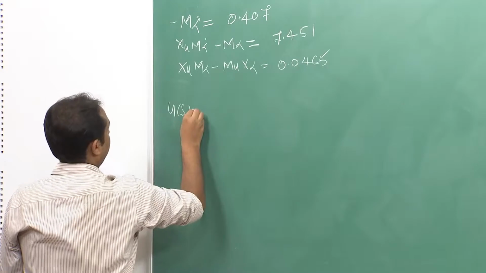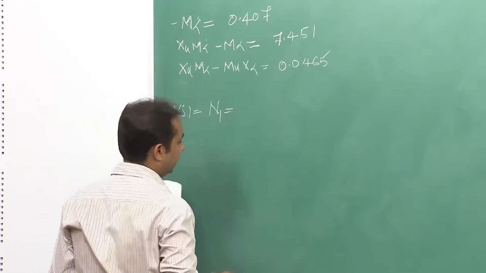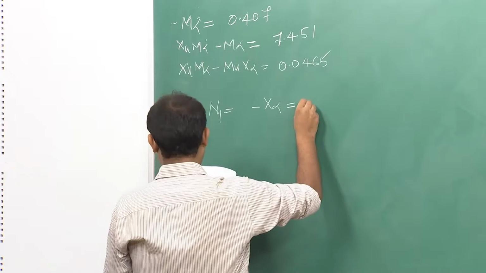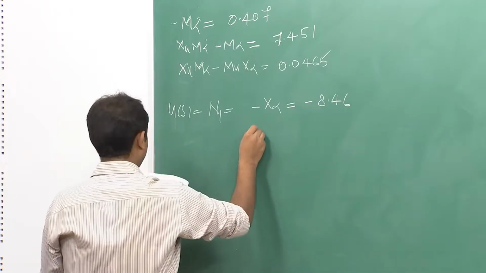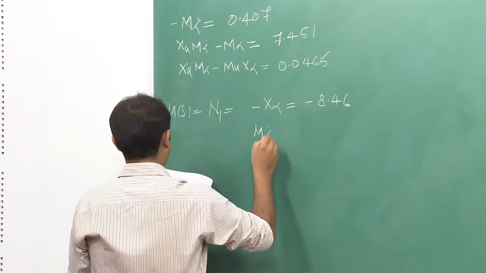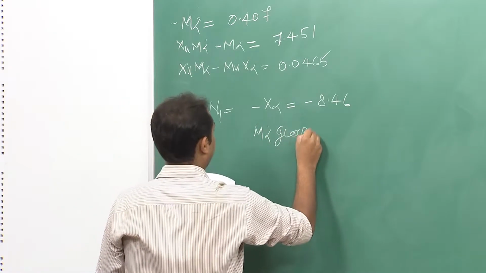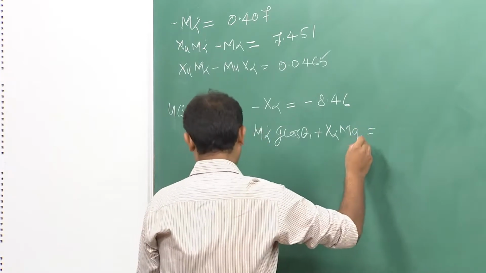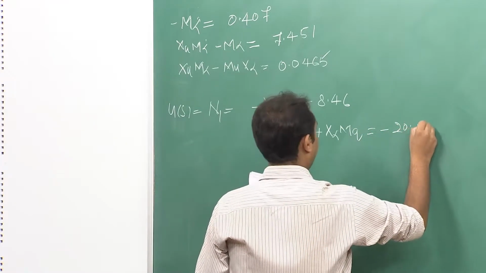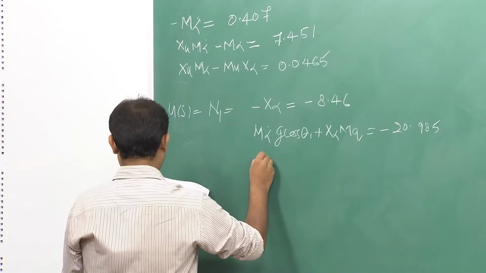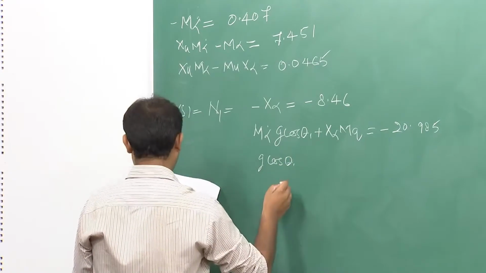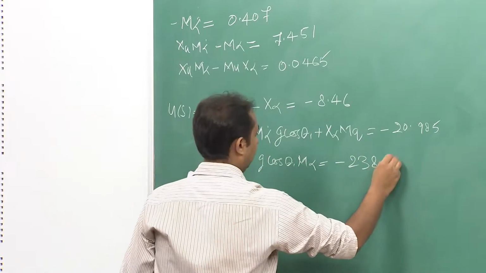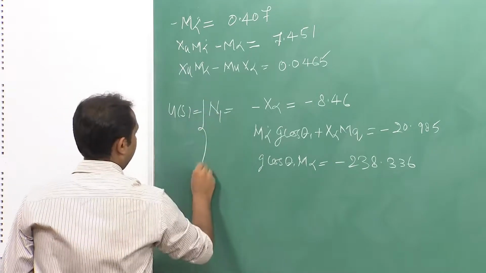For u of s numerator n1, the coefficients which we calculated will be minus x of alpha equals minus 8.46, m alpha dot g cos of theta 1 plus x of alpha m q equals minus 20.985, g cos theta 1 m alpha equals minus 238.336. These were for u of s.